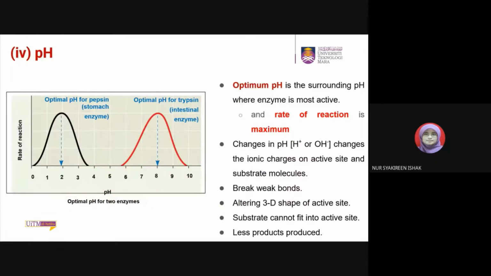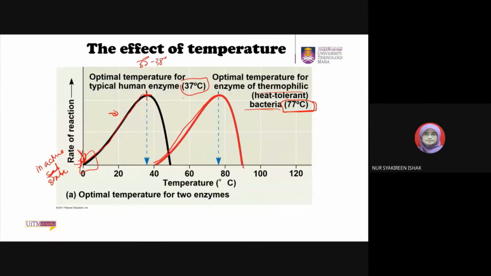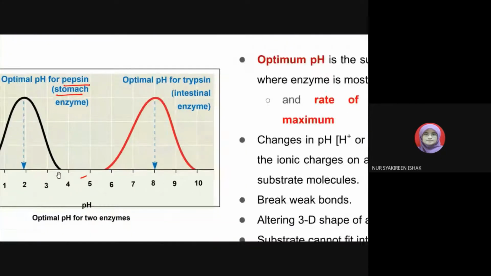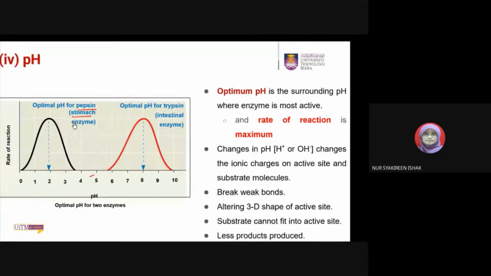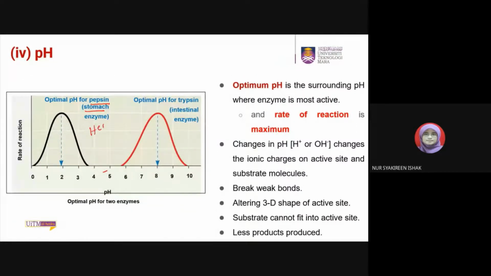Okay, so the next factor is pH. Every enzyme will have its own optimum pH, such as pepsin, the enzyme in the stomach, which needs a very acidic pH to work, around 2. At around pH 2, it requires HCl. The acidic condition is what activates the enzyme pepsin.